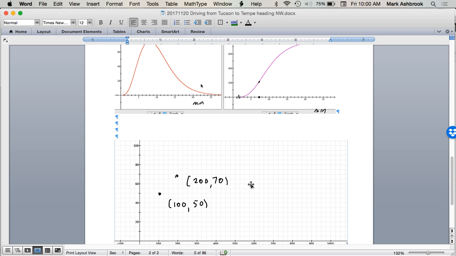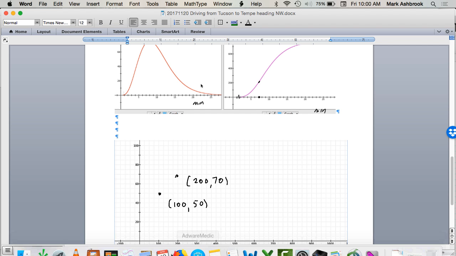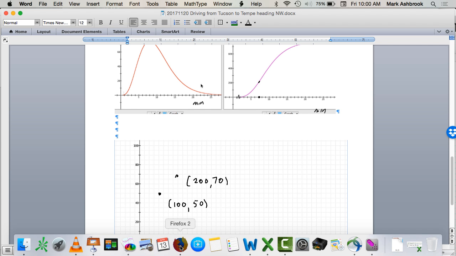So do you see that we could generate lots and lots of correspondence points this way? Pick a time, and that will give us a volume and a corresponding rate. And then we could plot that point, and then put all the points together, and we get what we want, right?